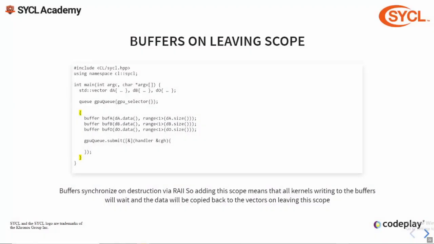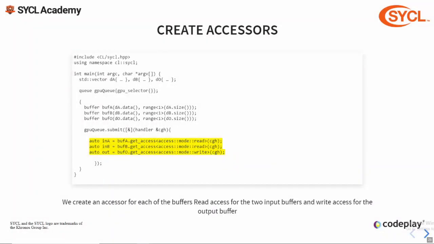Buffers synchronize and copy back to the original pointer on destruction. So adding this scope triggers this synchronization and copies the result back to the output vector when this scope is left. Now we create accessors for each of these buffers to describe the data dependencies for the command group.